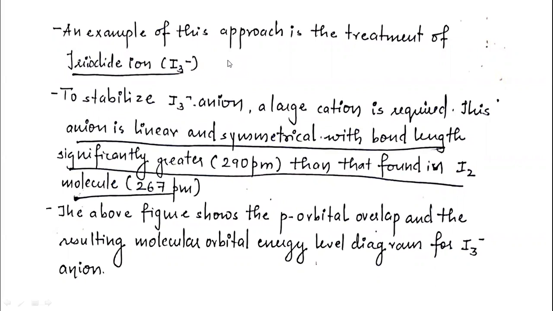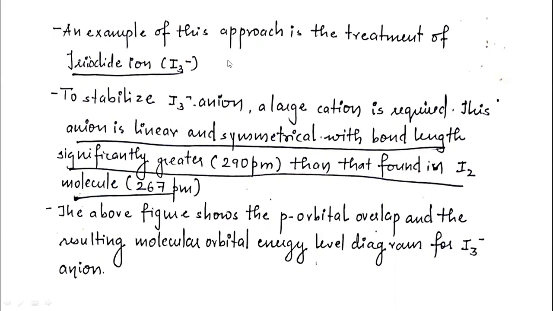In this lecture, we are going to discuss the second molecular orbital diagram, and the polyatomic species is the triiodide ion, I3 minus. To stabilize the triiodide anion, a large cation is required. This anion is linear and symmetrical.